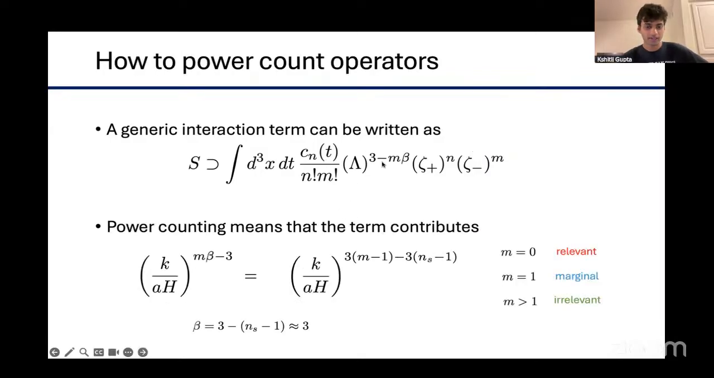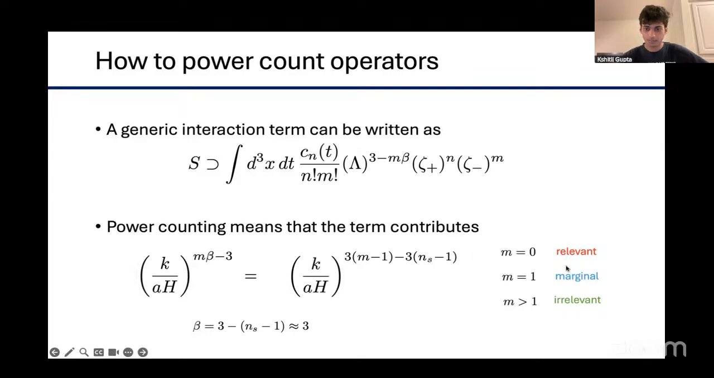And we want to understand the power counting of this term. In general, because the zetas give you all the powers of k and the lambdas give you the power of aH, this goes as k over aH to the m beta minus 3, where beta is essentially 3 up to some tilt factors.